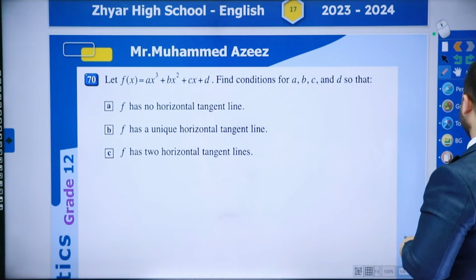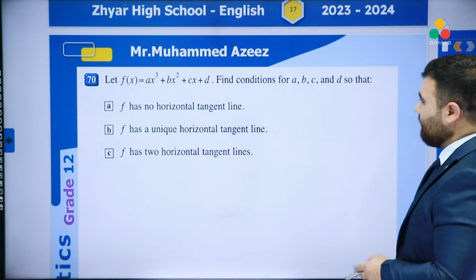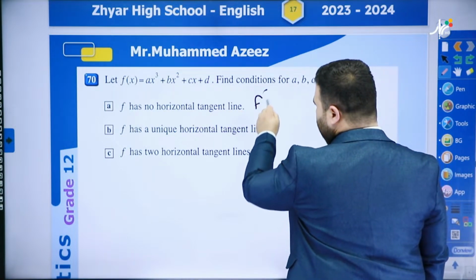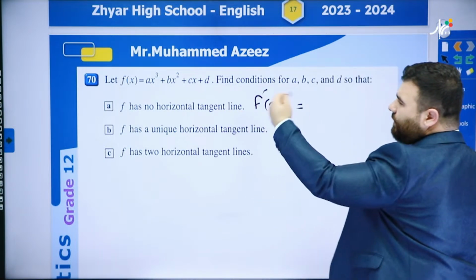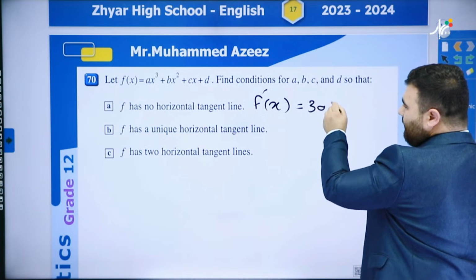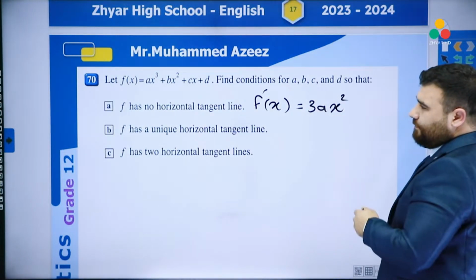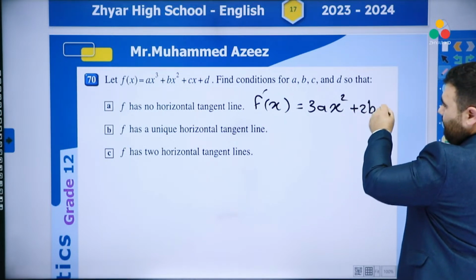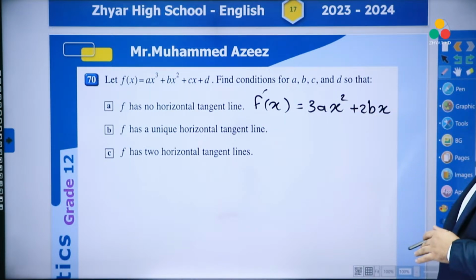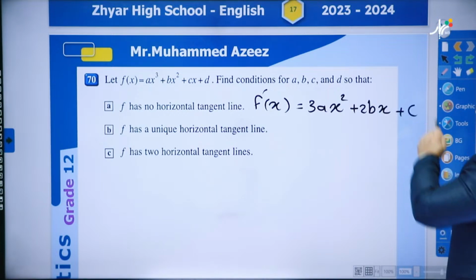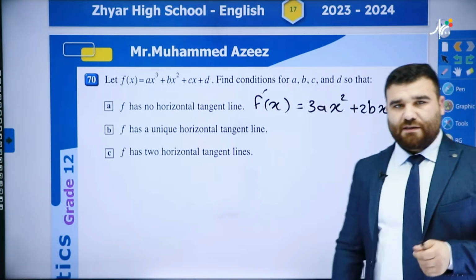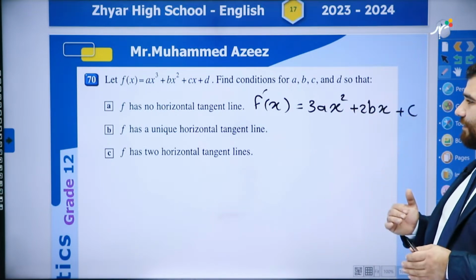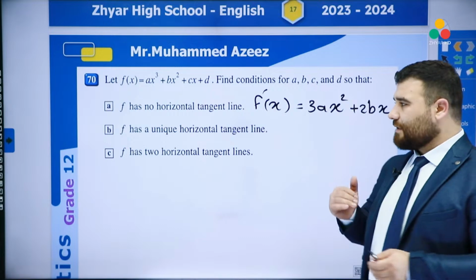Then let's do it. Change the color to black. All right, what's the derivative of this? f prime of x is going to be 3 goes to the front, 3ax power 2. Power goes to the front, power minus 1, plus 2bx plus c. d is a constant, the derivative of d is 0. Now, this is the derivative. If I set the derivative equal to 0, I will get the extremum points.